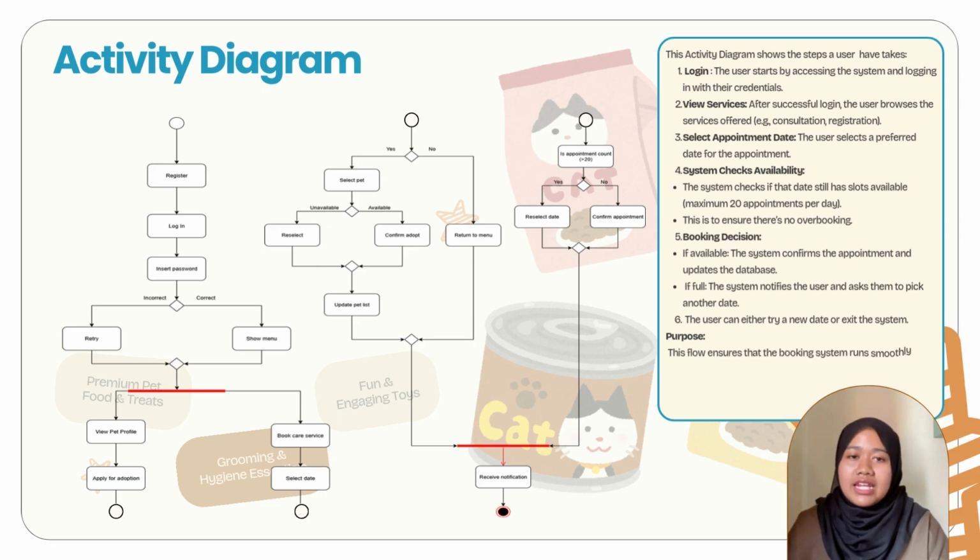However, if the date is already full, the system notifies the user and prompts them to select a different date. This flow helps manage user requests efficiently and ensures the appointment schedule remains organized and controlled. Overall, this diagram makes it easier to understand the step-by-step process from start to finish.